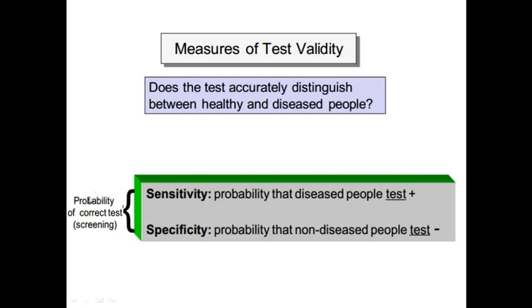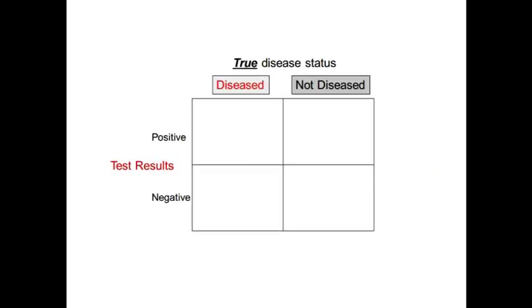So the probability of a correct test in screening: if it is the probability that the diseased people test positive, it is considered sensitivity. And if it is the probability that the non-diseased people test negative, it is known as specificity. So now when we look at this, we try to make a 2x2 table. Now this is a 2x2 table. We have seen 2x2 tables earlier when we looked at risk calculations.